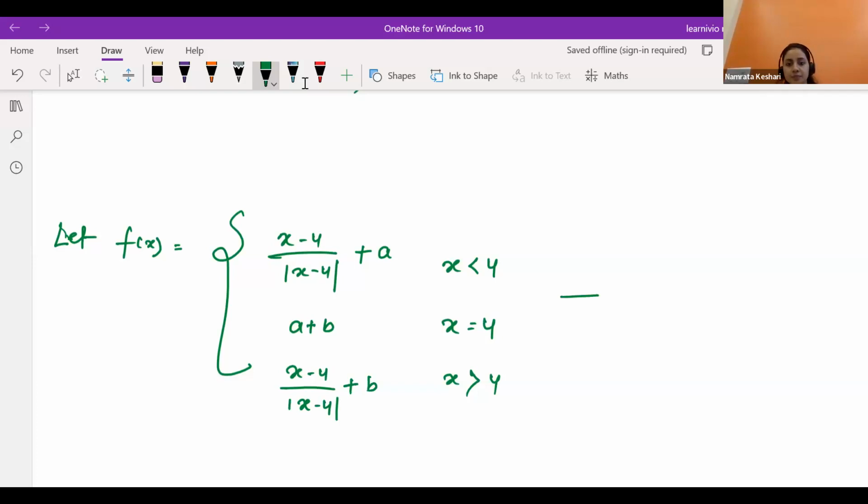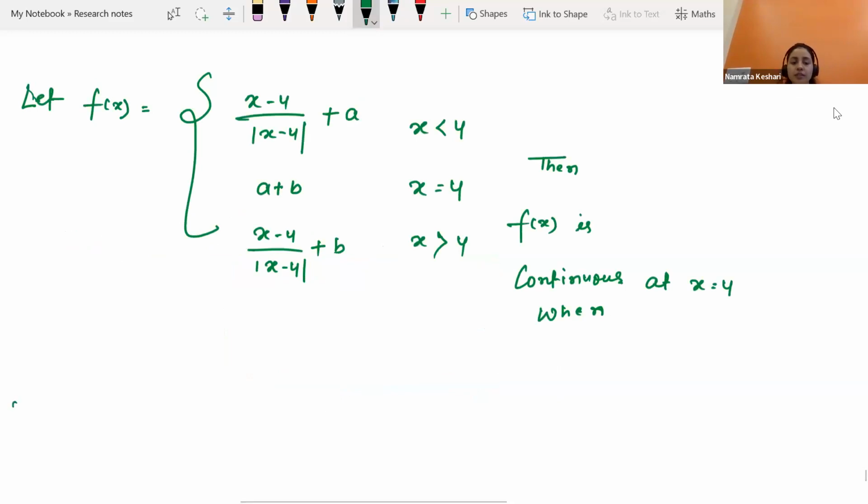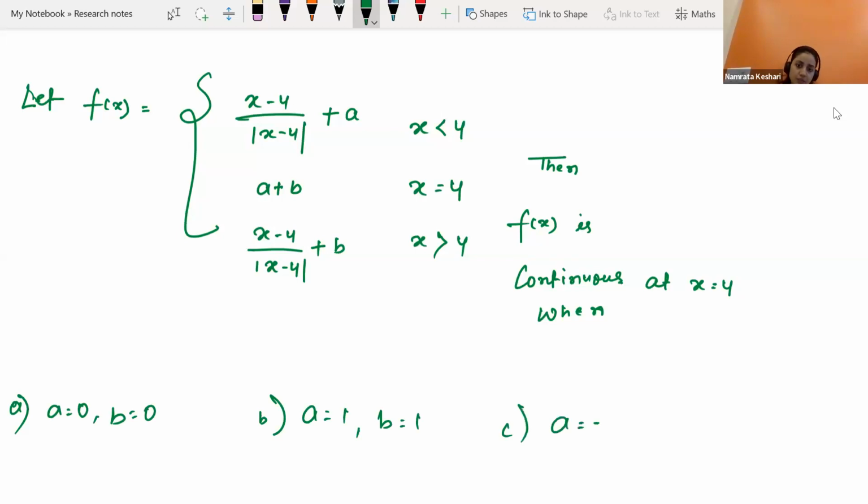Then f of x is continuous at x equals 4, and we have to find the values of a and b. The options are: option A is a equals 0, b equals 0. Option B is a 1, b 1. Option C is a negative 1, b 1, and option D is a 1, b negative 1. So we can take out the a and b values from here.